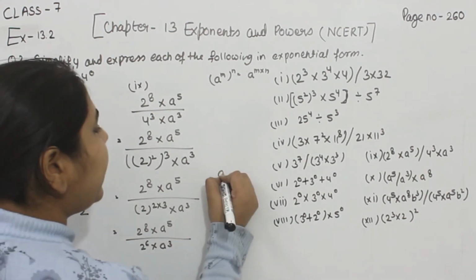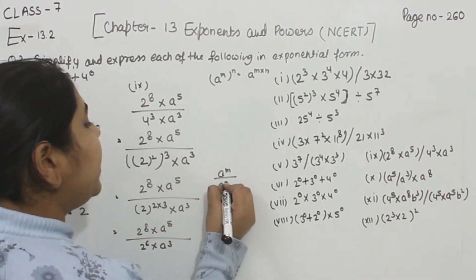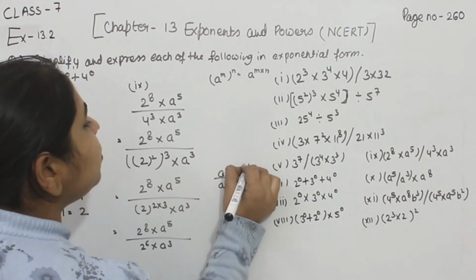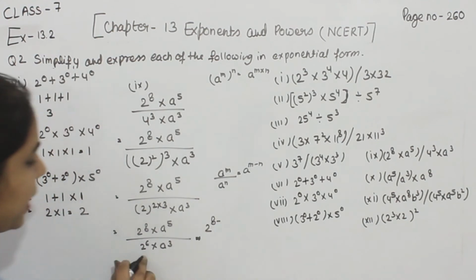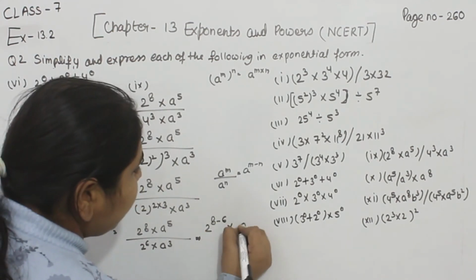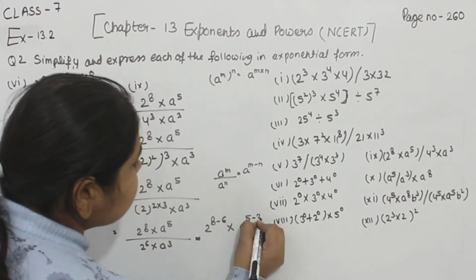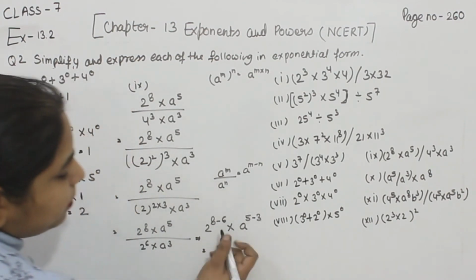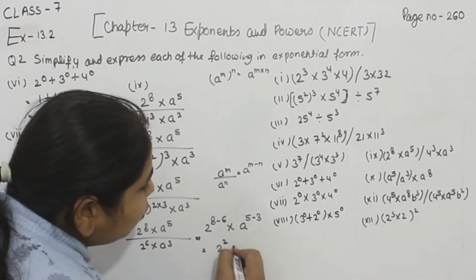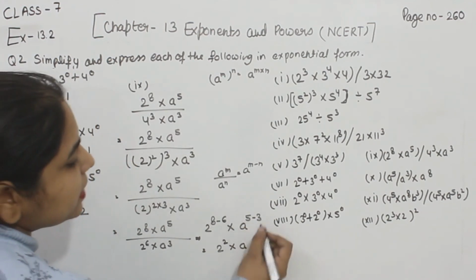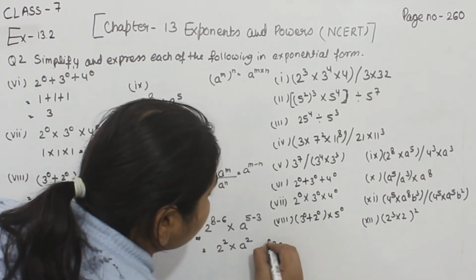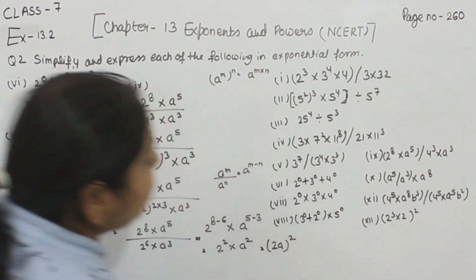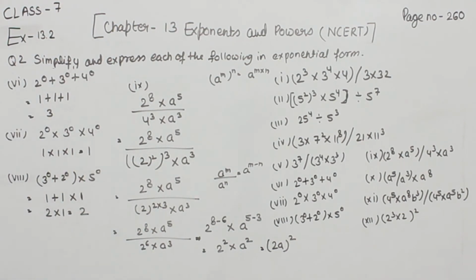Now we are going to apply a to the power m divided by a to the power n, which is a to the power m minus n. So 2 to the power 8 minus 6 multiplied by a to the power 5 minus 3. So 2 to the power 8 minus 6 we have 2, multiplied by a to the power 5 minus 3, we have 2. So the answer is 2 to the power 2 multiplied by a to the power 2. So I can write it as (2a) the whole power 2. So this is the part 9.